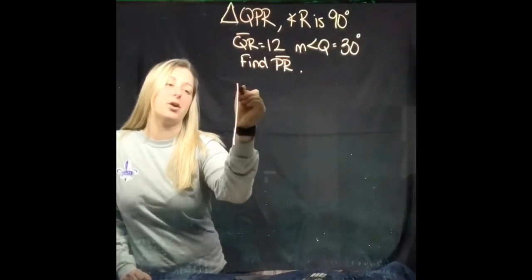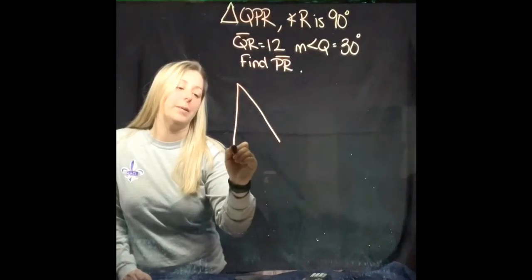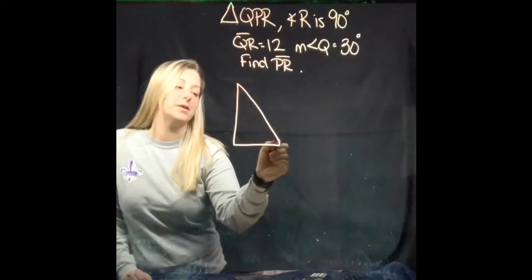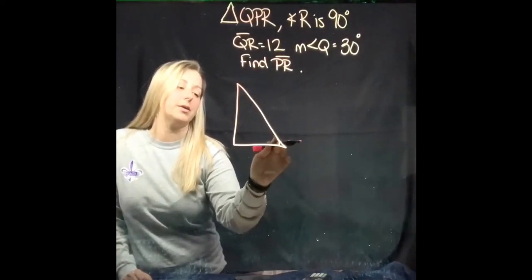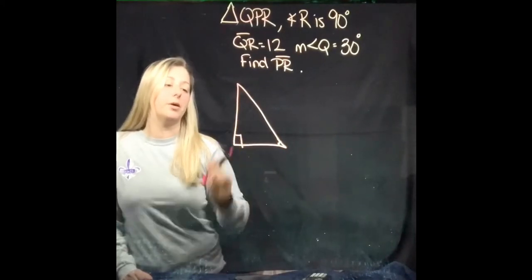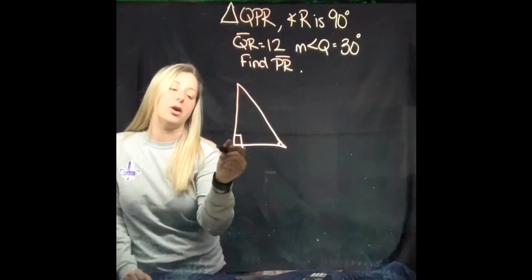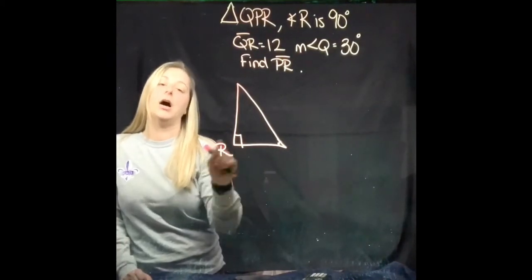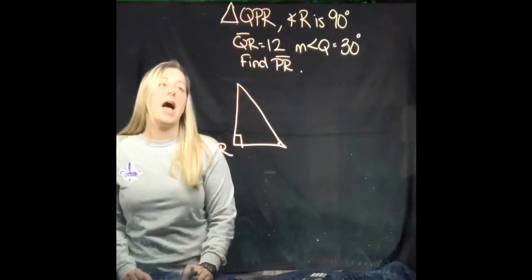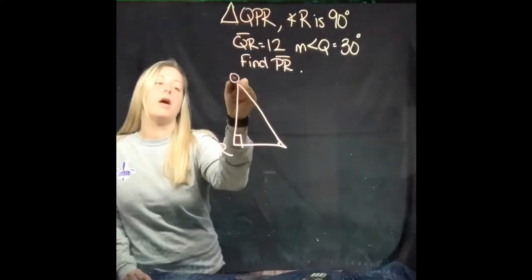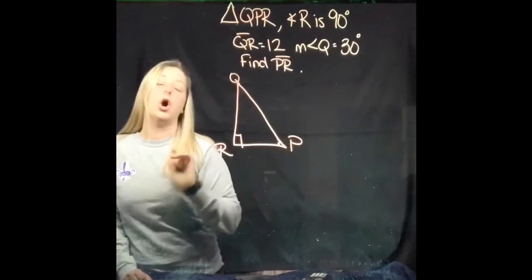Now remember, it doesn't matter where you have your right angle, whether it's on the left-hand side or the right-hand side. That was terrible, I don't know why I did that. But here we go. We have angle R is 90 degrees, so we know angle R is this right angle right there. And then we have Q and P, and you can place them wherever. So we have Q, P, R.